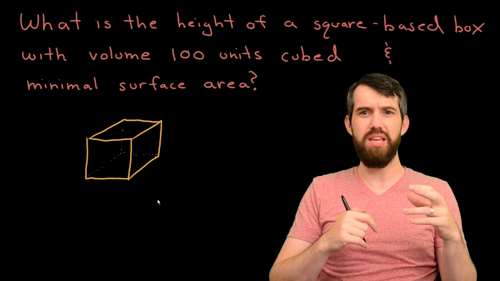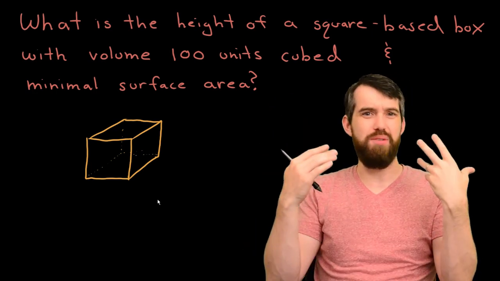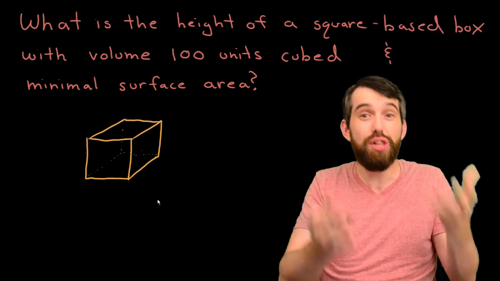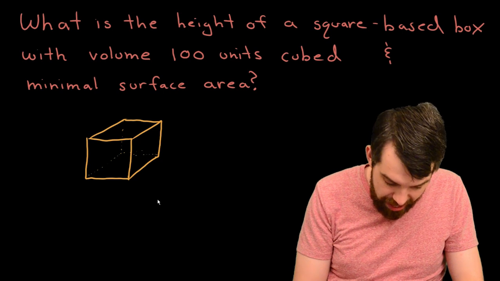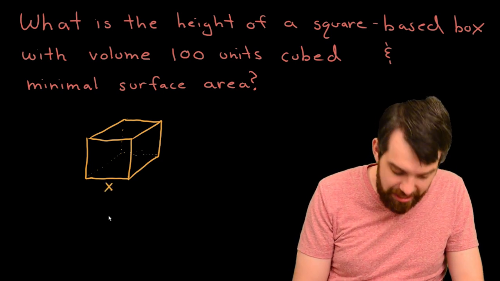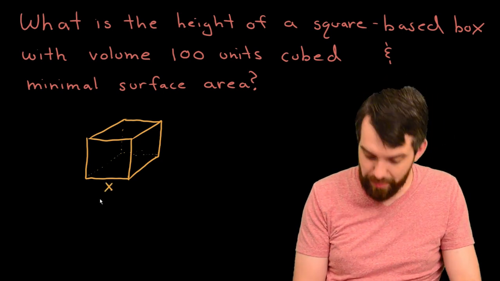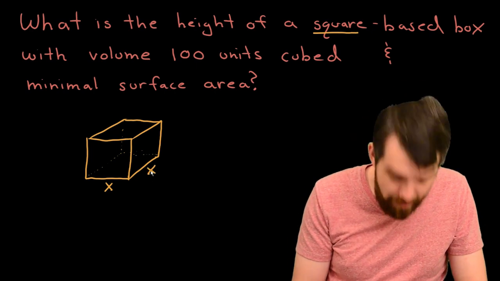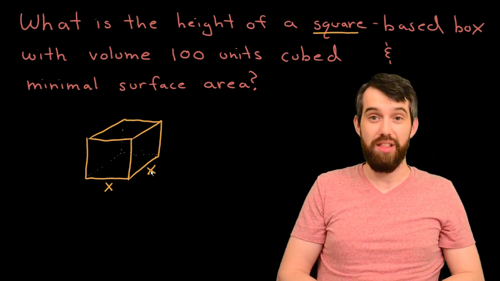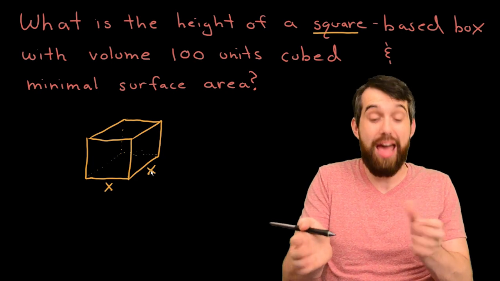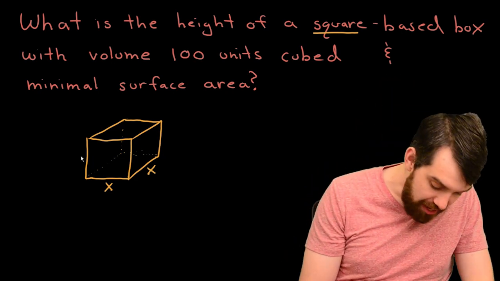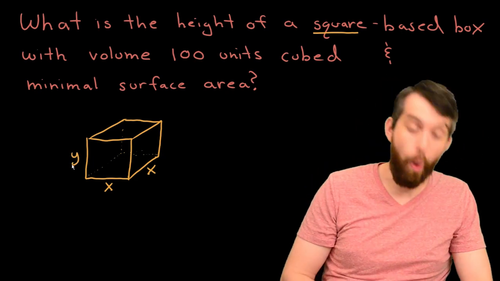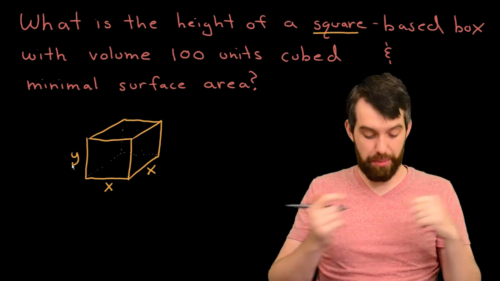We don't want to do a derivation where we write down any symbol that isn't clearly defined. So I'm going to say that I've got a base down here where one side length is x, and because it says it's a square-based box, the base has to be a square, so the length and width are both x. And then we've got some height, and I'm going to call the height y.